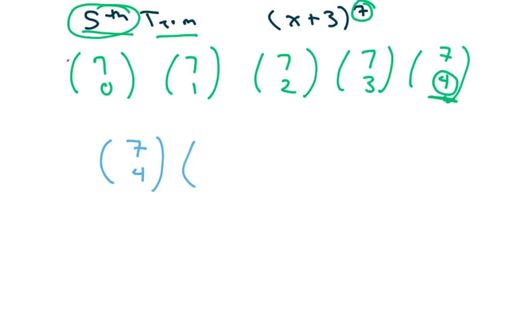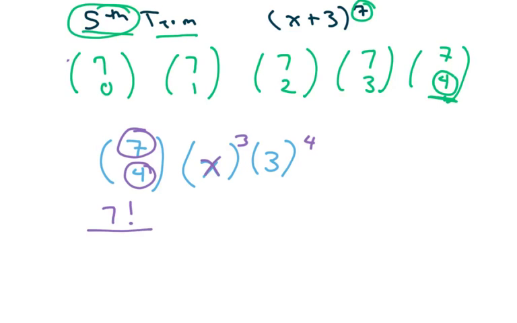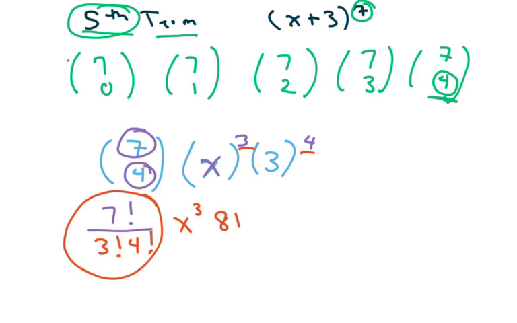And then we're going to have x is my A and 3 is my B. And you always put the 4 here, in this part. So here has to be 3, because 3 plus 4 has to equal my 7. And then I'm going to write this out as 7 factorial, and I tend to match it up. You don't have to, but I do. So I'm going to put 3 factorial times 4 factorial. And we have x cubed, and 3 to the 4th is 81.